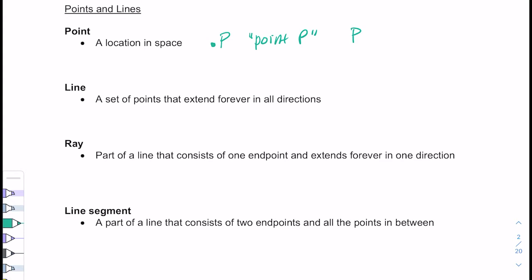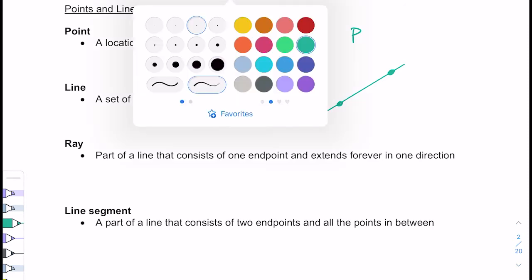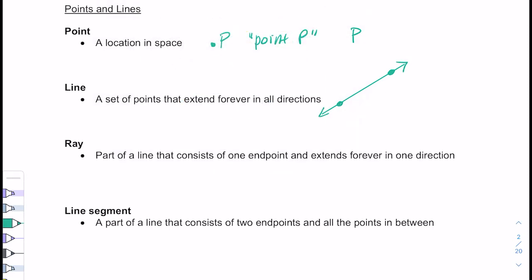We need 2 points to make a line. So through any 2 points, you can draw a straight line. And lines go on forever in all directions, so we have arrows on them. And I'll call this line XY. If I want to abbreviate it, I can start from either of the points. So I could call it line XY. I could even call it line YX. You can also see lines that are written with one letter. So sometimes they'll call it line L.